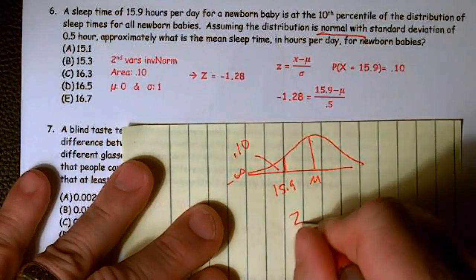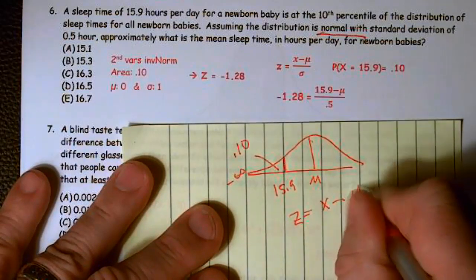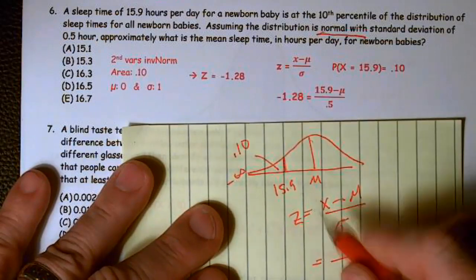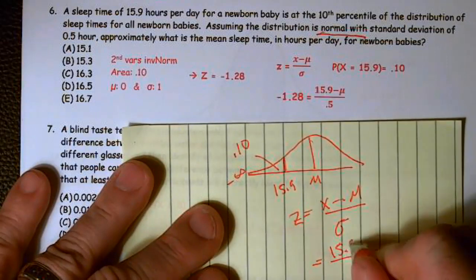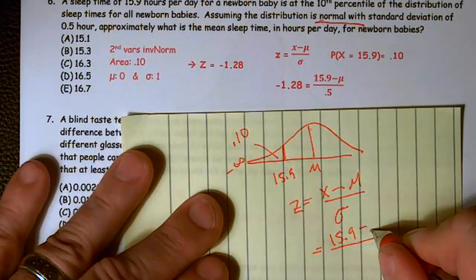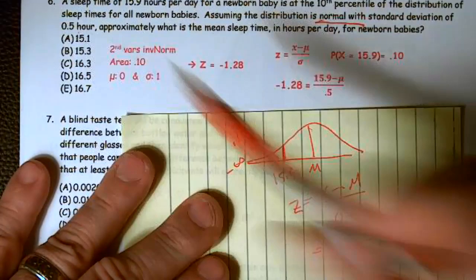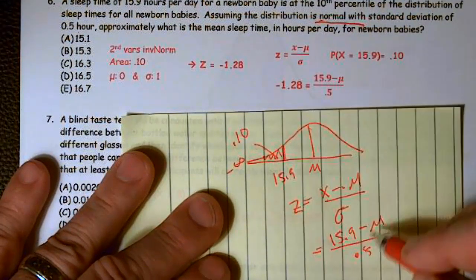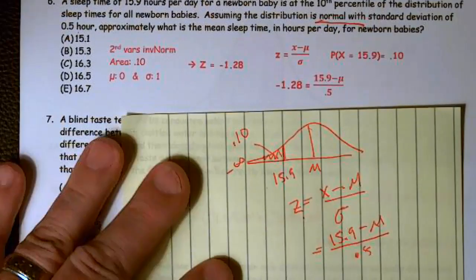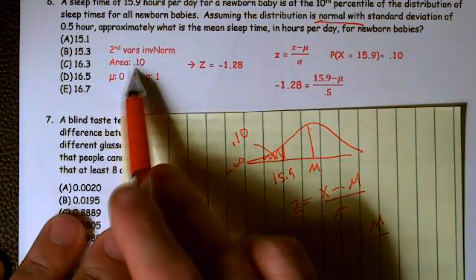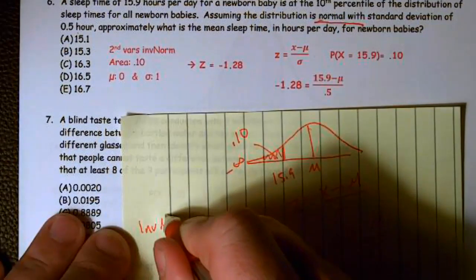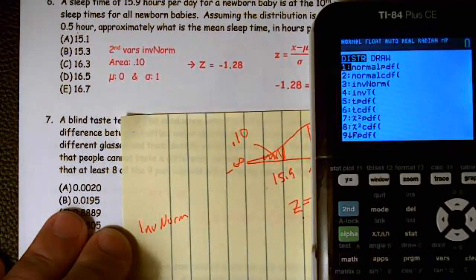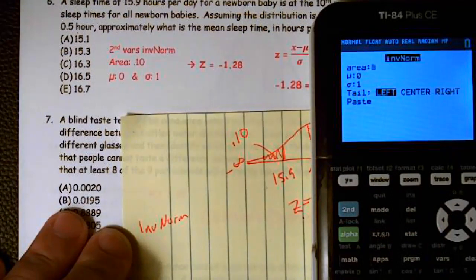And so I write down z equals x minus mu over sigma, and I start plugging in what I have. I have 15.9. I know I'm looking for the mean, so I don't have that. They tell me the standard deviation is 0.5, so I'm plugging in this. And I have a problem. I'm missing the mean and I'm missing z, but they gave me an area, at which point I can go to second vars, inverse norm. I go to the inverse norm and ask, what is it asking for? Area.